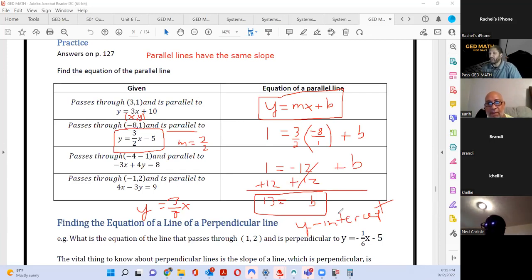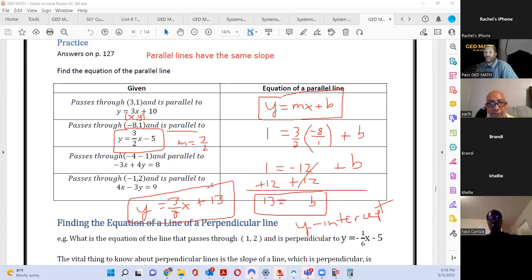Okay. Your Y intercept is where the line crosses the Y axis. So that means this line is going to cross at 0, 13. So all I do is remember y equal mx plus b. M is my slope, b is my y-intercept. So I just add 13. So my equation that is parallel to y equal 3/2 x minus 5 and passes through minus 8, 1 is y equal 3/2 x plus 13.